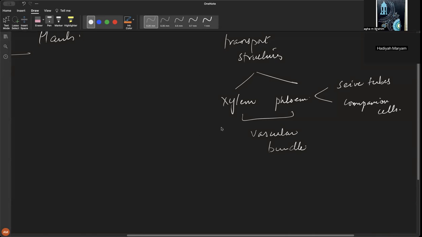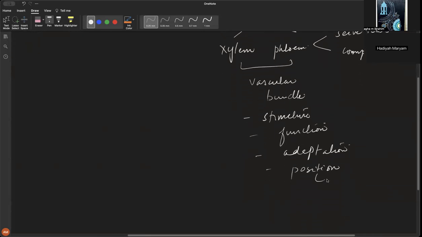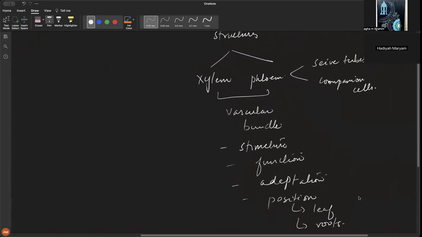What needs to be discussed for these two things? Structure, function, and adaptation. Position also: where they're placed, how they are found in the leaf, how they are found in roots, like that. All right, this is what we are going to be doing.